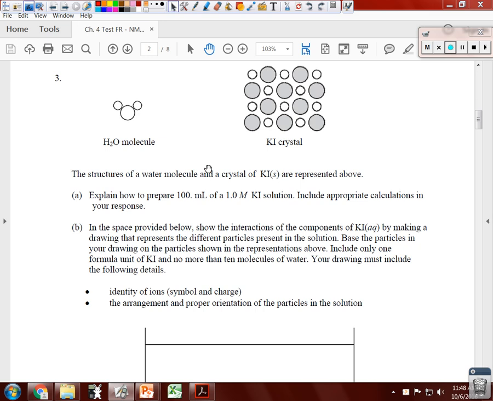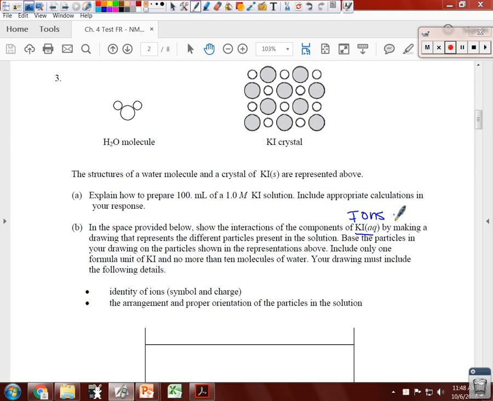Okay. All right. B. This is the reason we're looking at this sheet. In the space provided below, show the interaction of the components of KI aqueous. As soon as it says aqueous, what does that tell you about this solid? It is in ion form. These are ions. By making a drawing that represents the different particles present in the solution. Base the particles in your drawing on the particles shown in the representations above.